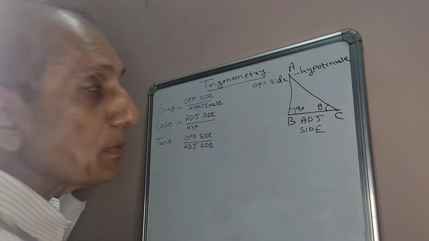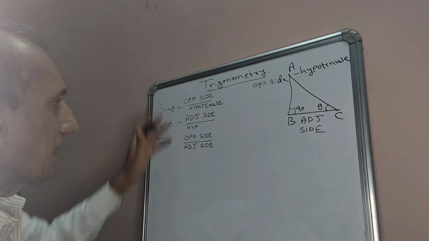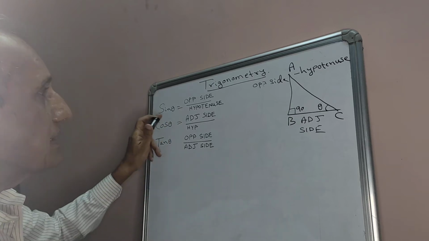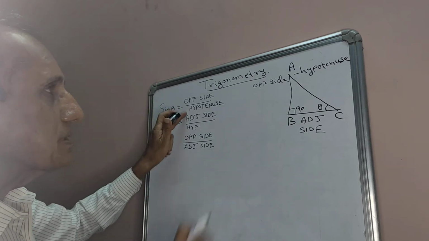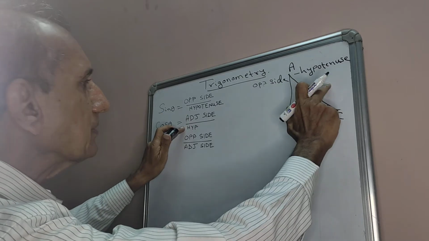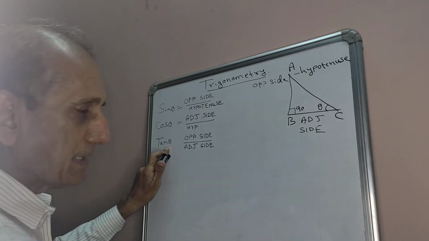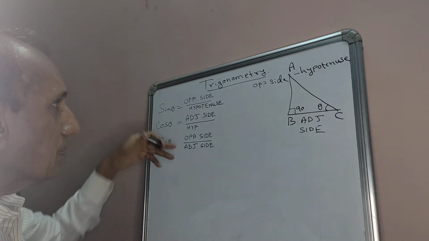Now, as I told you, there are 6 ratios. These 3, sin theta, cos theta, tan theta, we have already defined. So what is sin theta? Opposite side by hypotenuse. Cos theta is adjacent side by hypotenuse. And tan theta is opposite side by adjacent side. Now the rest 3 are opposite of this.